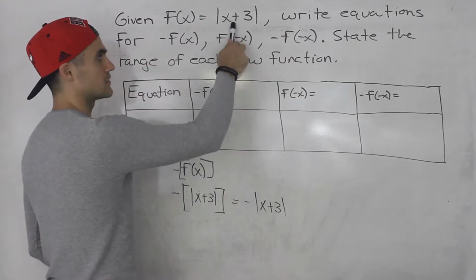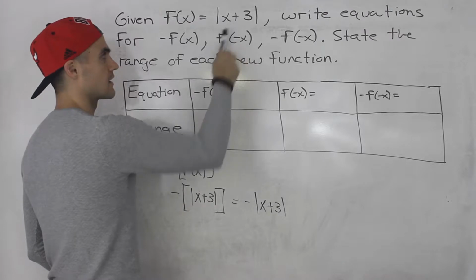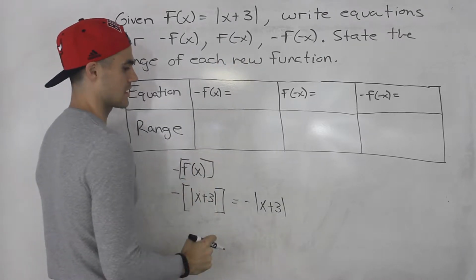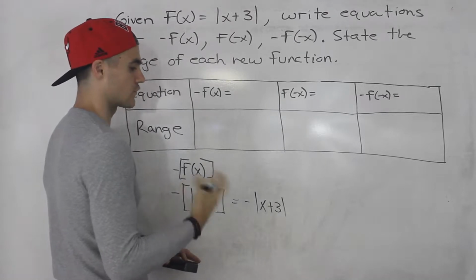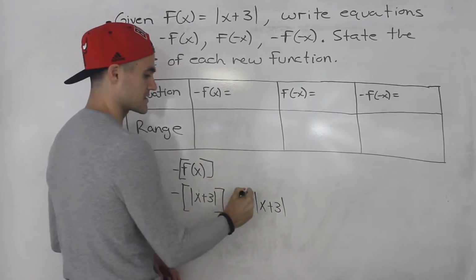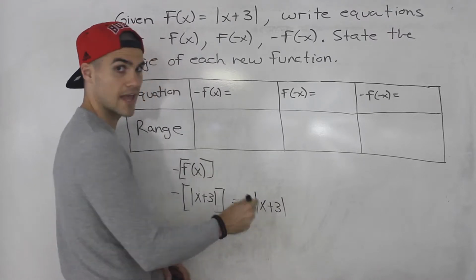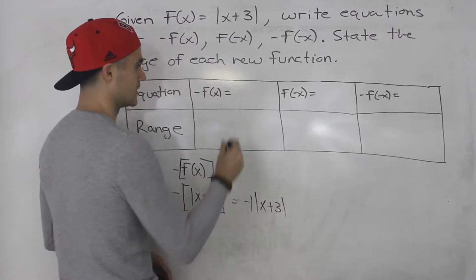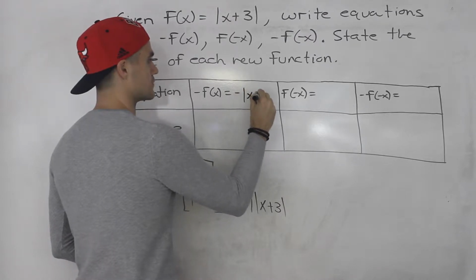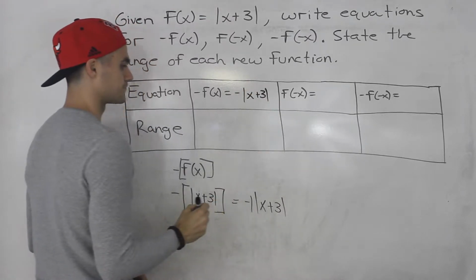So basically what we did was we took this function and we reflected it in the x-axis because that a value is negative 1. It's not vertically stretched or compressed because it's a 1, but because it's negative, it's been reflected. So the answer here is negative absolute value x plus 3.